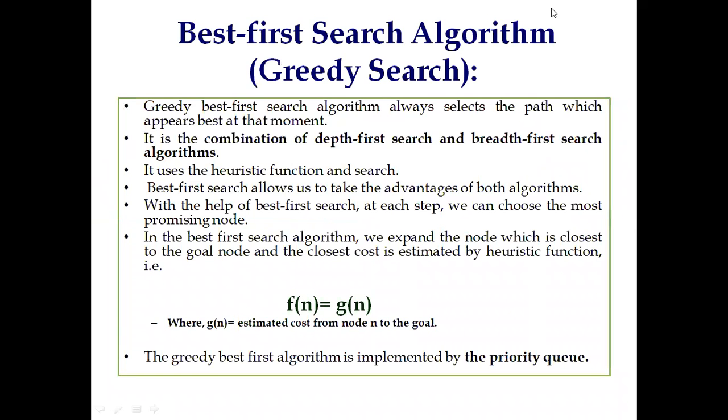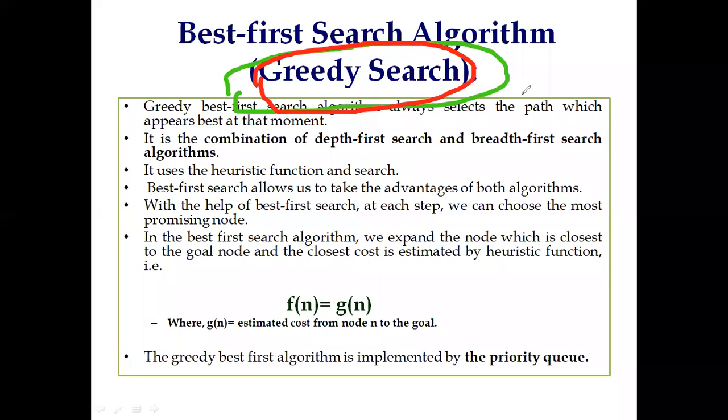So first, what I have considered is the best first search algorithm. See, here in big letters I have written greedy search. Can anyone tell me what is meant by the term greedy search technique? Remember, I have explained this term in some of my previous lectures.